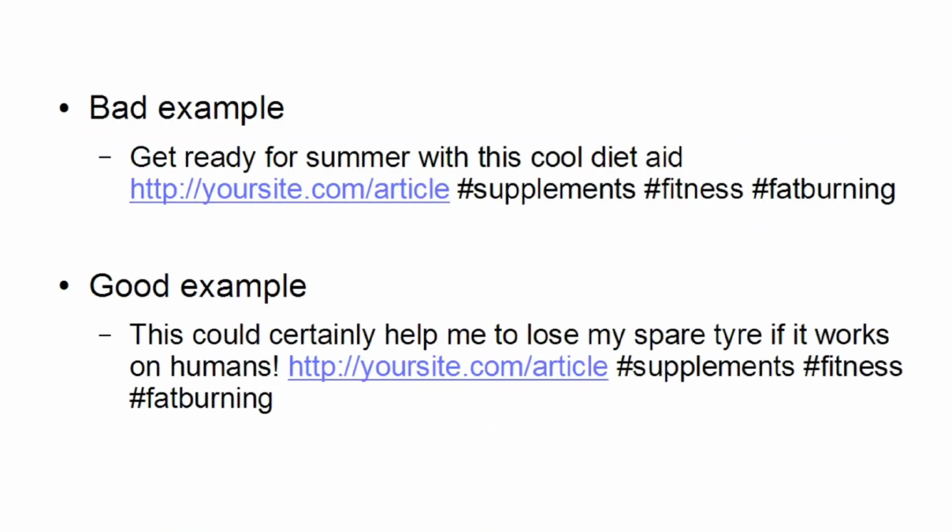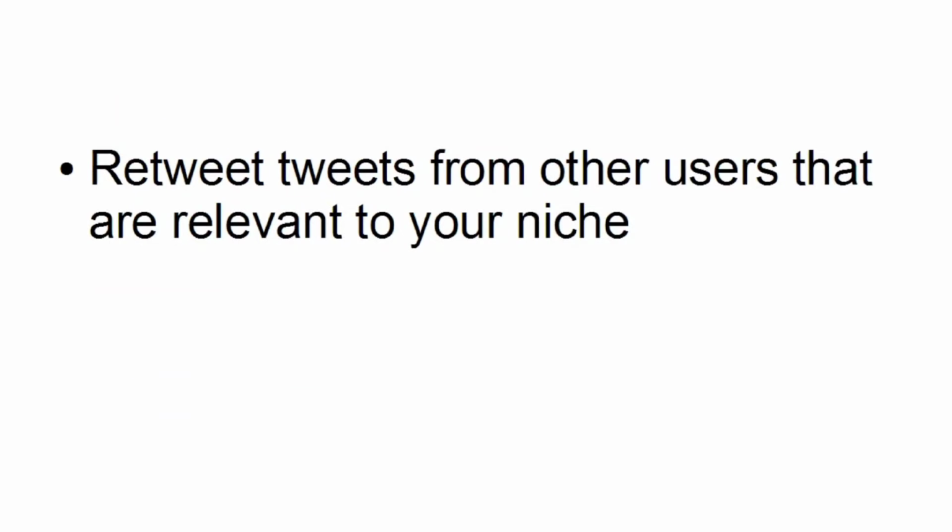Well, let's take a look at this other example here. You could tweet something like, "This could certainly help me lose my spare tire if this works on humans." And then the URL, #supplements, #fitness, #fat burning. Well, that invokes people's curiosity. People are going to think, if what works on humans? And they might be more inclined to click the article link just out of curiosity, and then they can read the article, and it should be an informative article, not a sales page, and then they may well buy the affiliate product.